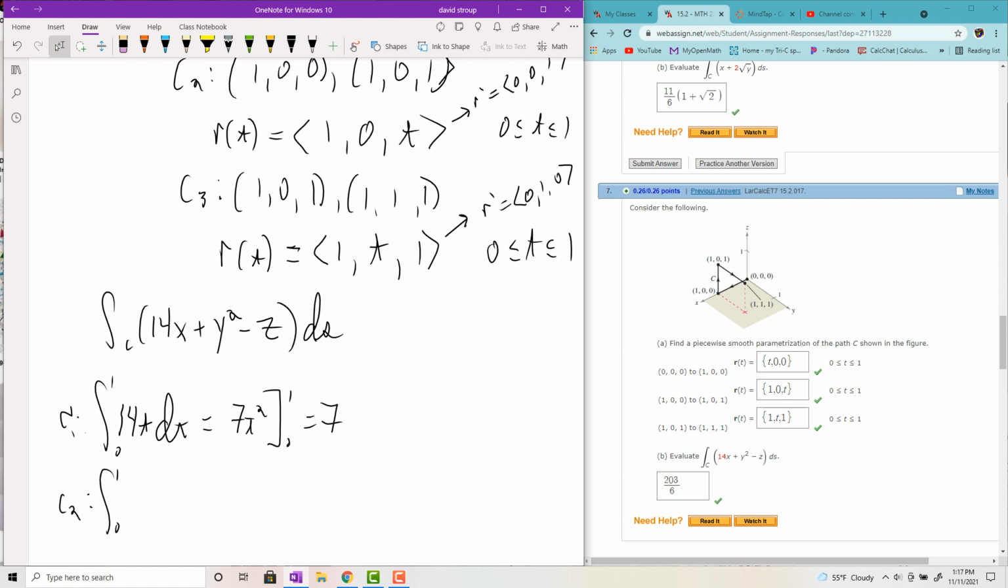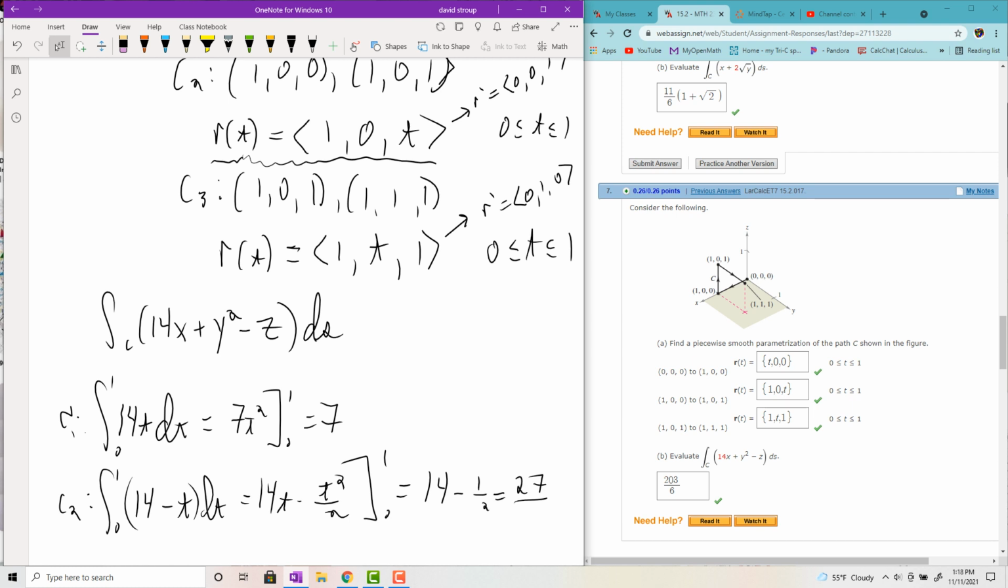Integral from 0 to 1 of our vector equation of a line there is 1, 0, t. So it'll be 14 times 1 plus 0 minus t dt. So that would be 14t minus t squared over 2 from 0 to 1. So that would be 14 minus, I guess, just 1/2. So 28 halves minus 1/2 is 27 halves.